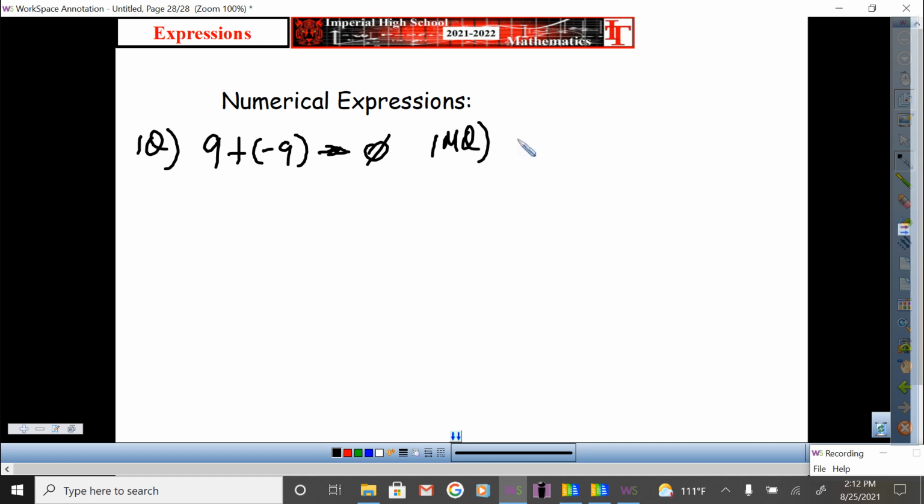Example 1 mega Q. How about negative 12 plus 12? 0. You nice? Yes, 0. So do you see the property there, the identity, the additive inverse property? Yes? Okay, now I'm going to use the other property that I mentioned, and your noodle's going to do something right now. Here you go. Example 1 super Q. 10 plus negative 9.